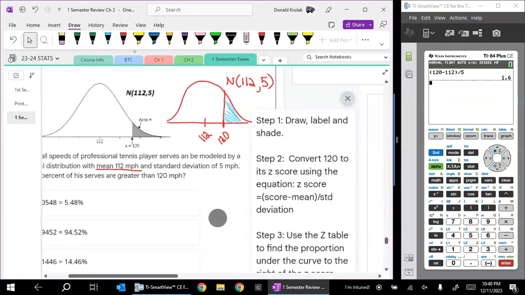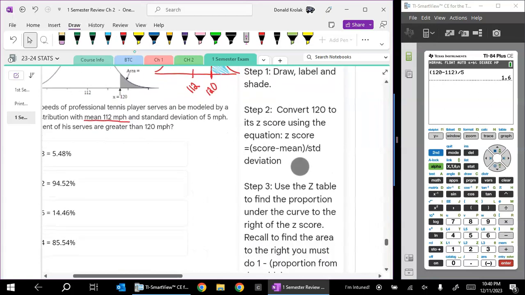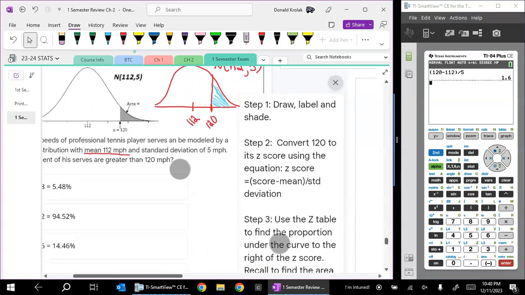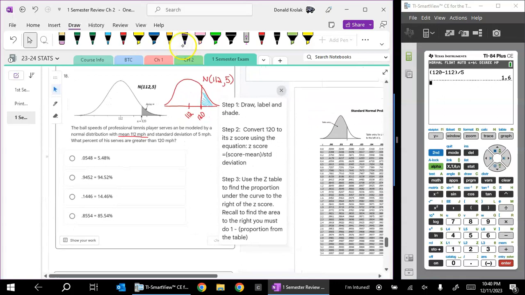So when we are finding the area to the right, we have to remember that what we get out of the table, we have to subtract from 1 to get the area to the right.